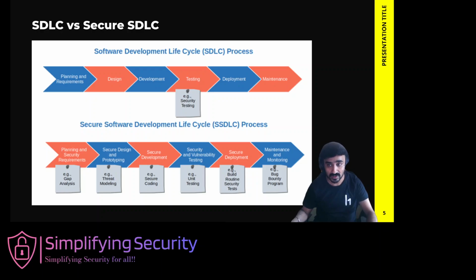So once your code is ready, it has an app running. It might have a GUI, or it might have a thick client, thin client, whatever it is. It has a running version of the app ready, right? So in that phase, you can perform security testing like DAST, dynamic application security testing. You can also perform VAPT, vulnerability assessment and penetration testing.